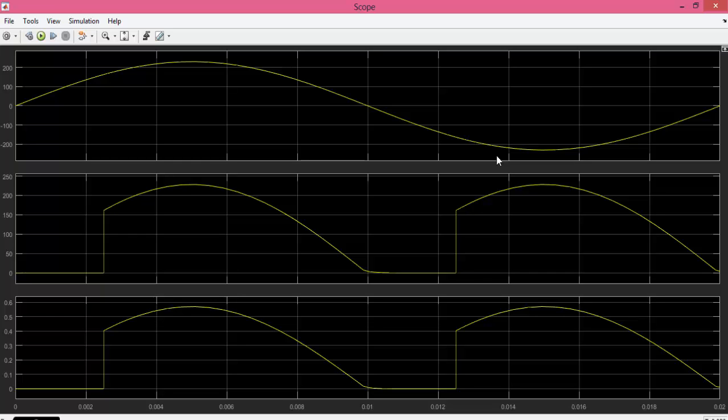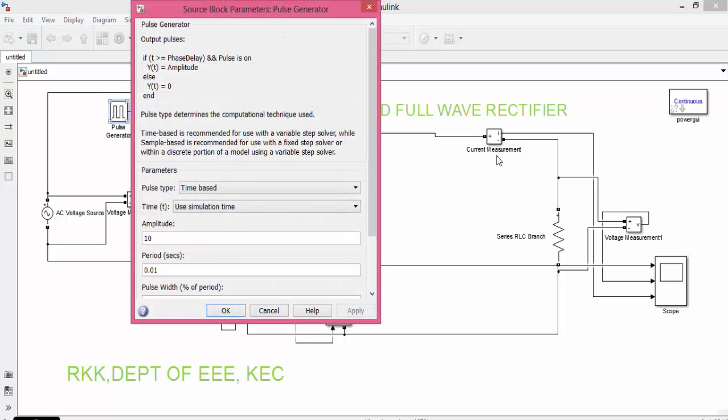Now, you can see that the firing angle was given as 0.0025, and this is a full wave rectifier. You can see that you are receiving the output for both positive cycle and during negative cycle, and hence it is called a full wave rectifier. It is called a controlled rectifier because I can control the amount of power delivered from input to the load by changing the firing angle.